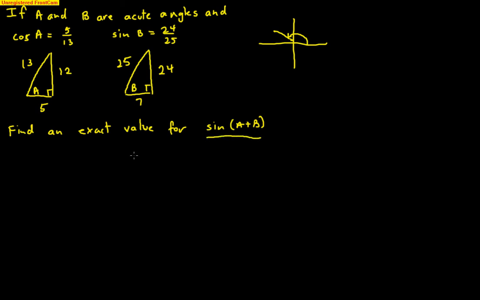Remember that we can expand this. Sine of the sum of two angles is sine of A cos of B, add sine of B cos of A.